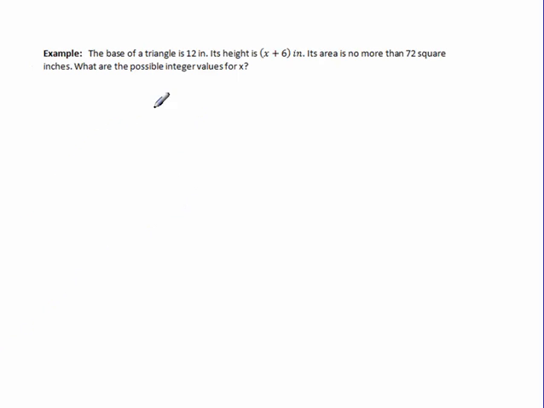Alright, here. That's an ugly word problem, Mr. Stevens.